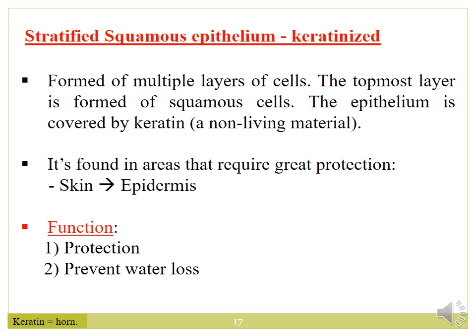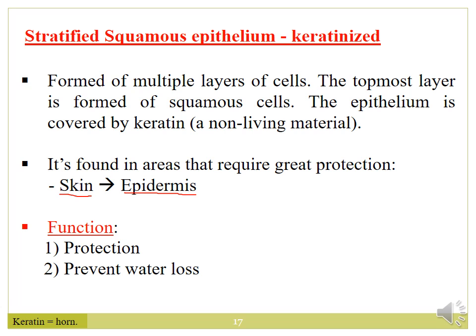So stratified means that it is formed of multiple layers of cells. Squamous means that the topmost layer is formed of squamous cells. Keratinized means that the epithelium is covered by keratin, which is a layer of non-living material. Now, this is found in areas that require great protection, for example, the skin, in which it is called the epidermis. The stratified, squamous, keratinized epithelium of the skin is found in the epidermis.